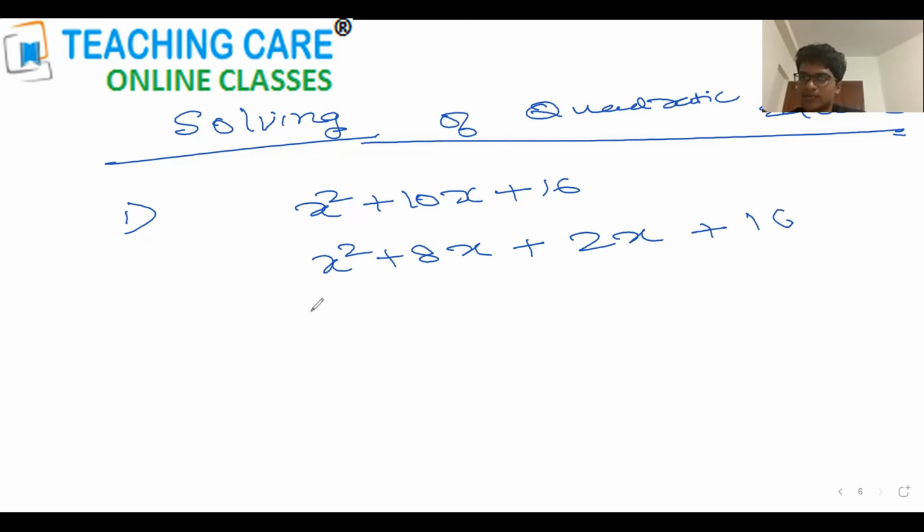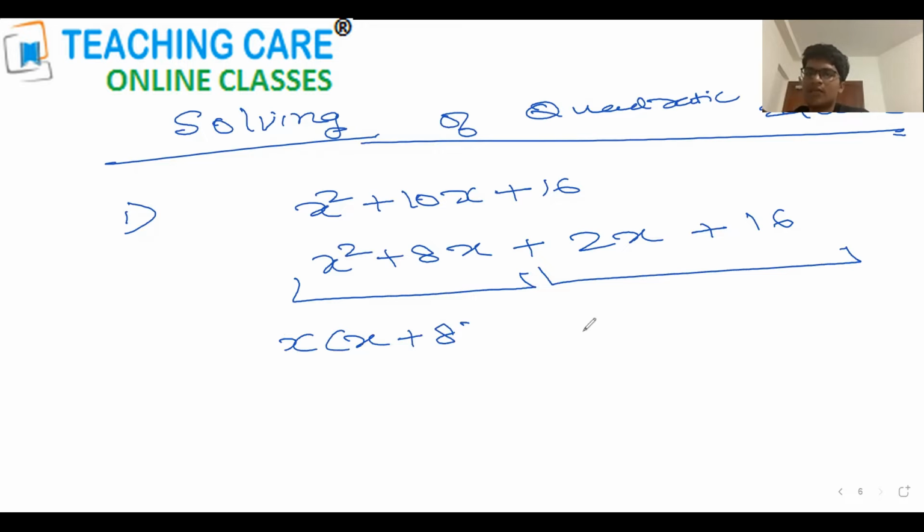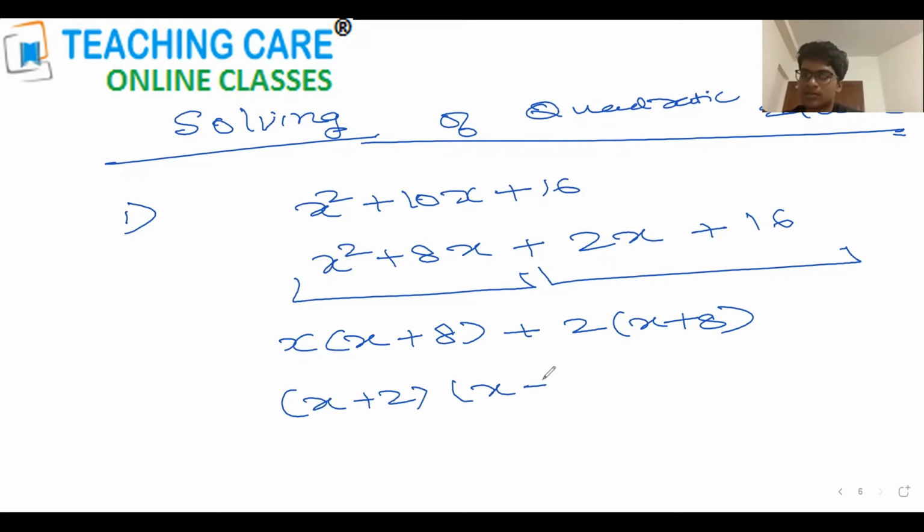Perfect. So you remember that. Now you factorize both of them and then combine. For the first one it will be x, and for the second one it will be 2 times x plus 8. Then x plus 2 times x plus 8. Perfect. So this was factorization of quadratic expression.